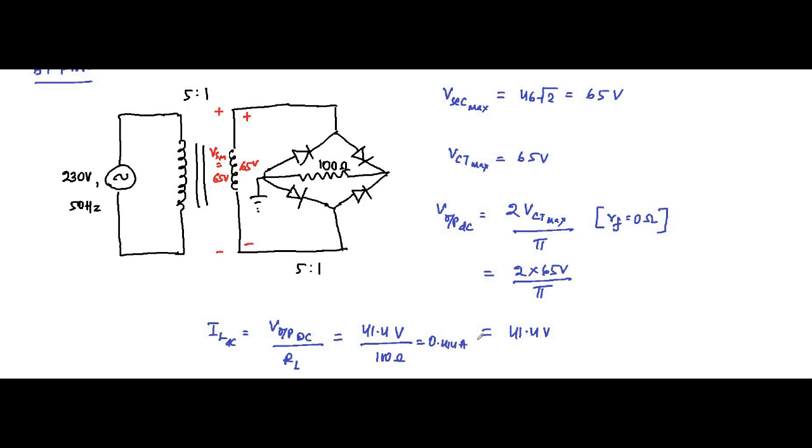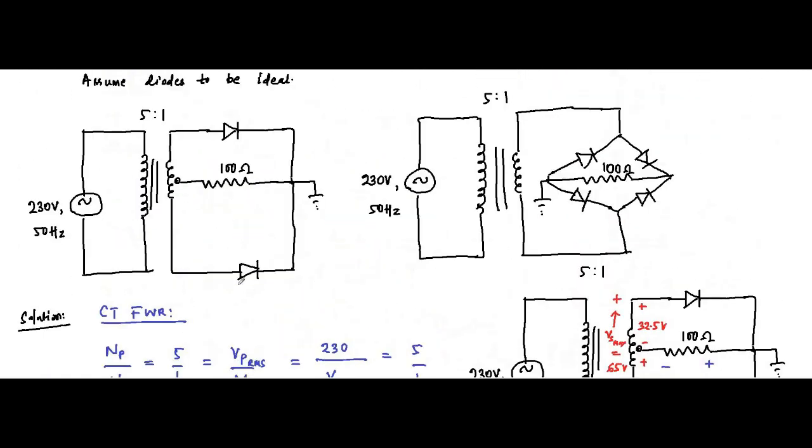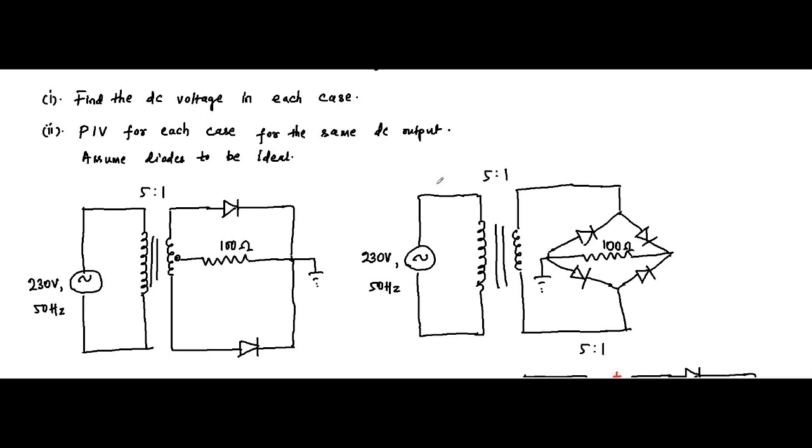Now the first bit is completed. Now we have the second bit, that is for the same DC output we have to determine the peak inverse voltage.